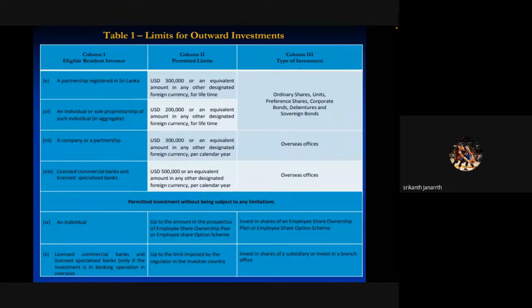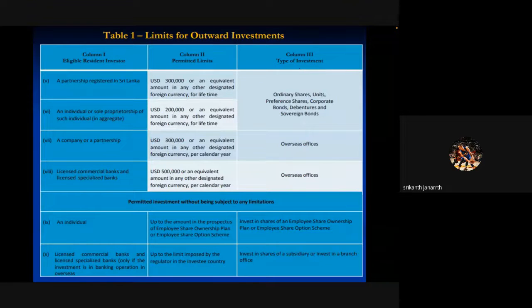A company or partnership can set up an office overseas, a branch office or liaison office. For that, they can take about 300,000, not lifetime, but per calendar year, because they need to run the overseas office, right? You can also have a project office. If you are doing a project overseas, you might have a project office, and that project office has expenses. So that is possible. Only a partnership or a company can run it; individuals are not permitted, right? So for the overseas office, that is again 300,000 per calendar year.